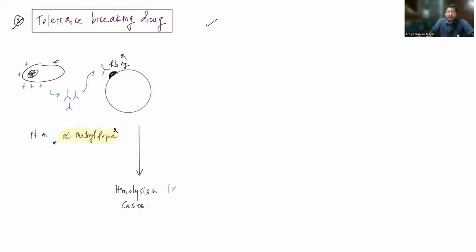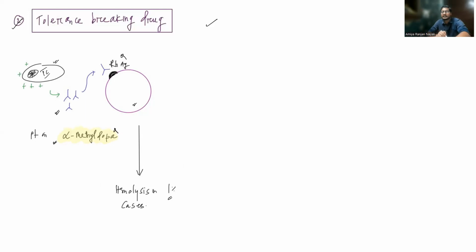So what happens if you give the patient alpha methyl dopa? There will be breakage of tolerance, and now our immune system, for example, this is a plasma cell, which will produce the antibodies. Now our immune system will recognize these RH antigens as foreign. And because they are identifying them as foreign, they will produce antibodies against these RH antigens, and those antibodies will go and bind to the RBCs, and subsequently it will cause hemolysis. But usually this alpha methyl dopa related hemolysis is only found in 1% of the cases. Okay, so that is the concept of tolerance breaking drugs.